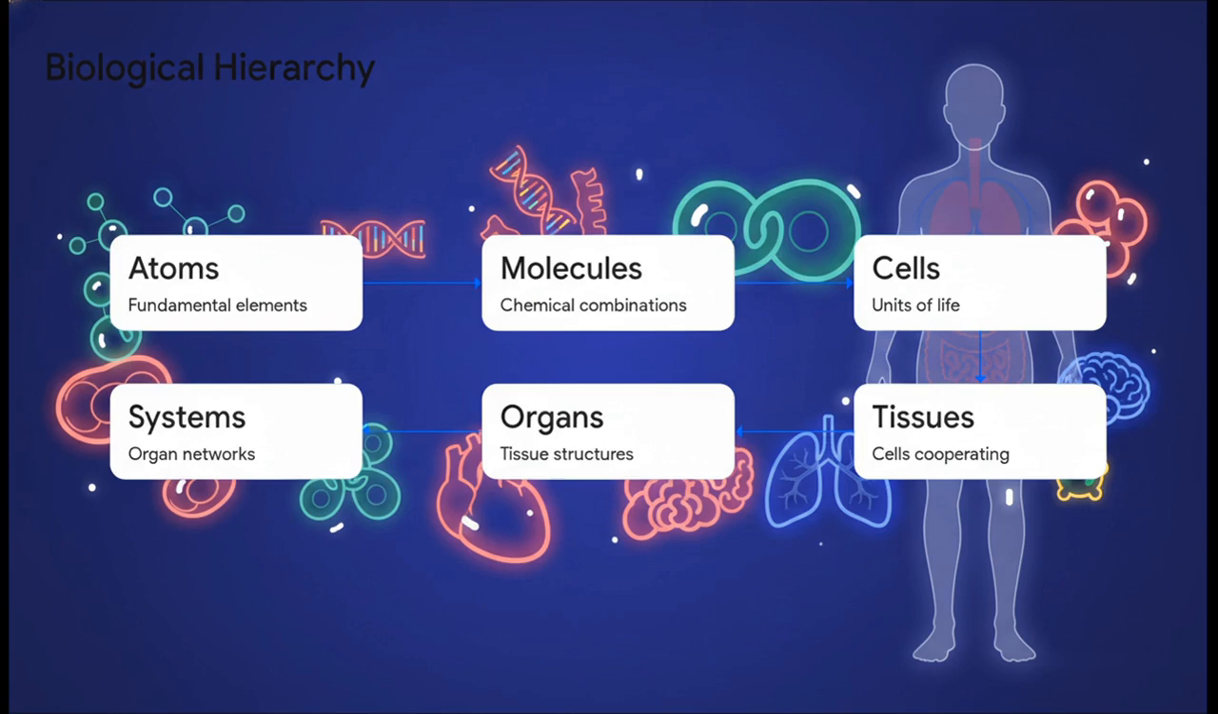Atoms assemble into molecules. Molecules, specifically those 4 macromolecules, form cells. Cells cooperate to act as tissues. Those 4 primary tissue types build discrete organs. Organs unite to create the 11 organ systems, and those systems seamlessly interact to sustain you, the whole organism. What is truly remarkable isn't just the complexity of these parts, but how perfectly integrated they all are.